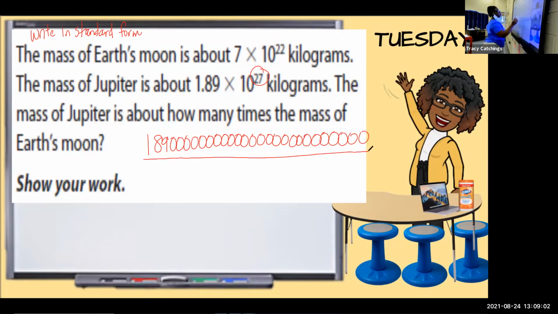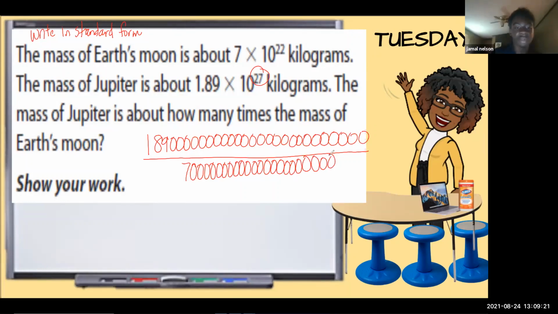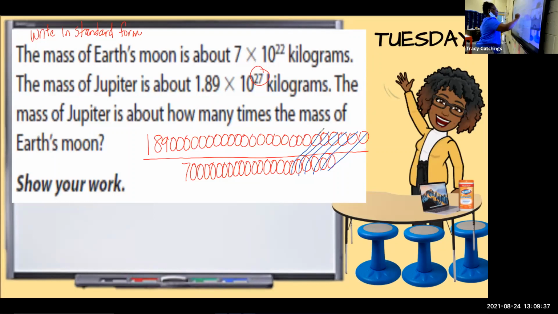I'm going to use a division bar because we already know we are dividing or comparing. 10 to the 22nd. 1, 2, 3, 4, 5, 6, 7, 8, 9, 10, 11, 12, 13, 14, 15, 16, 17, 18, 19, 20, 21, 22. And eliminate the zeros and divide it. 189 divided by 7. All right, now I'm not going to say eliminate all the zeros, Jamal, but we're going to eliminate the zeros that have a pair. So eliminate all the zeros that have a pair. If it doesn't have a pair, leave it alone. I should have done better with my lining up.